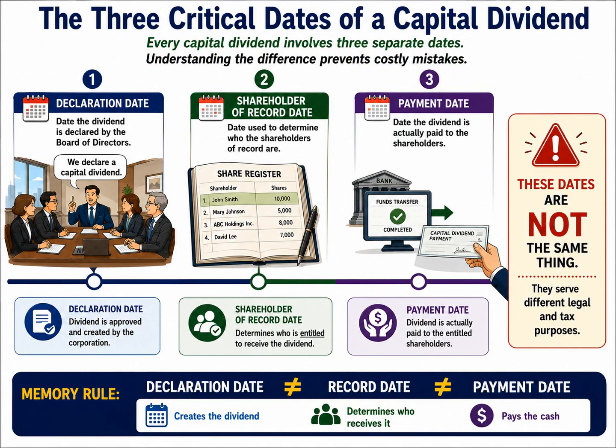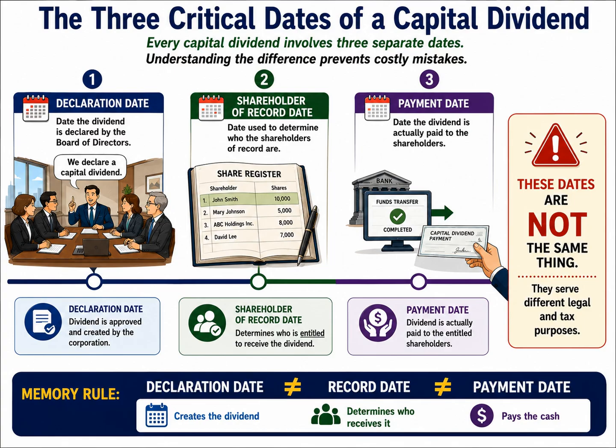A helpful memory rule is shown at the bottom of the slide. Declaration date equals creation of the dividend. Record date equals determination of the recipient. Payment date equals delivery of the cash. Keeping these 3 dates separate in your mind is critical for both corporate law and tax planning purposes.